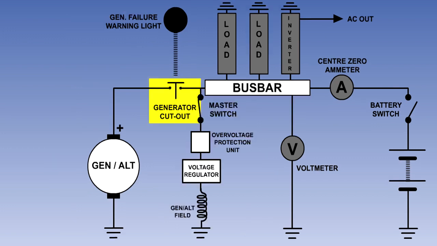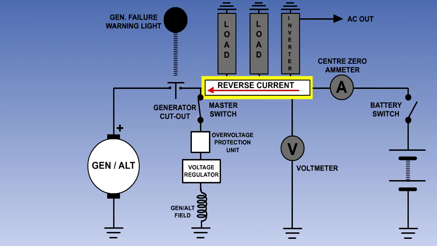The generator cutout, or reverse current relay, permits the generator voltage to build up to a preset figure before its contacts close and put the generator online. The term online means that the generator or alternator has been switched into the electrical system and is actually supplying power to the system.